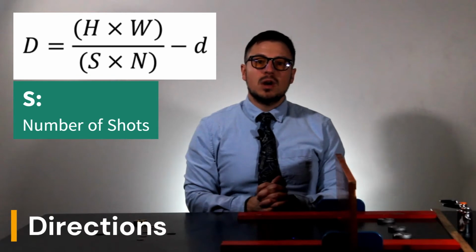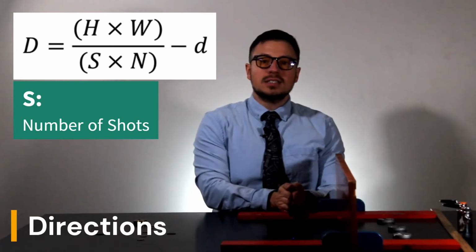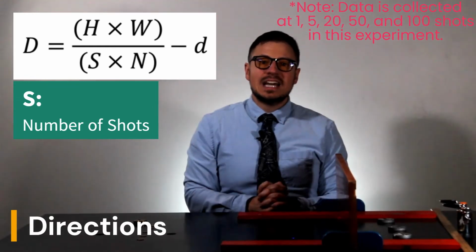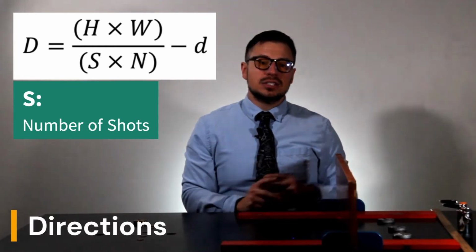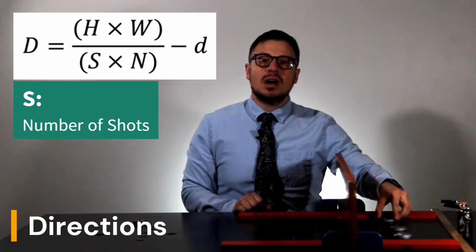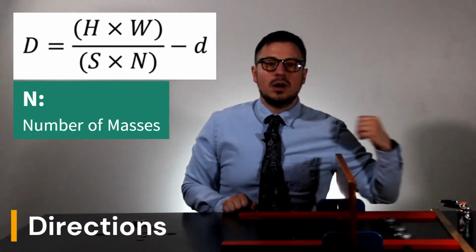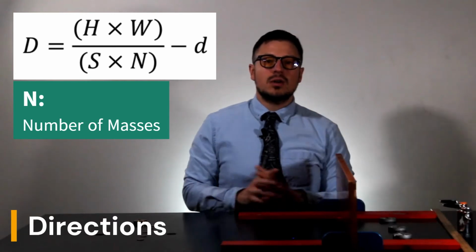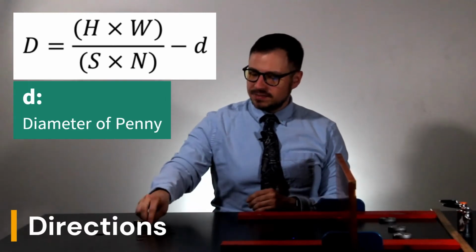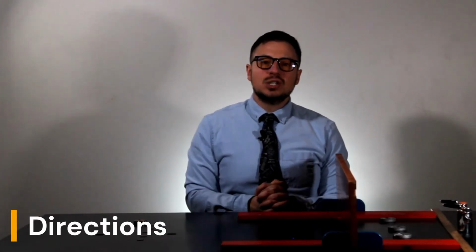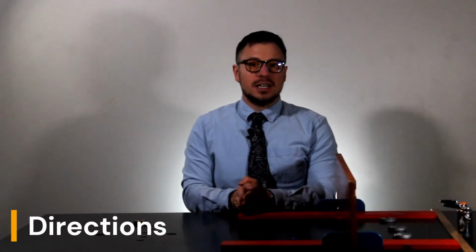In this experiment, we collect the data at 20 shots, 50 shots, and 100 shots to see if the number of shots affects the accuracy in measuring the diameter of the unknown masses. Capital N is the number of unknown masses. Here, it's 3 unknown masses. Lowercase d is the diameter of the penny. It's 1.9 centimeters.